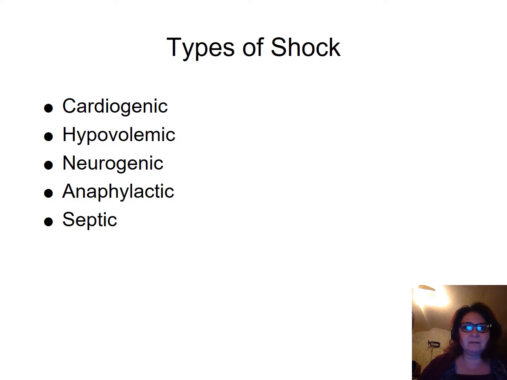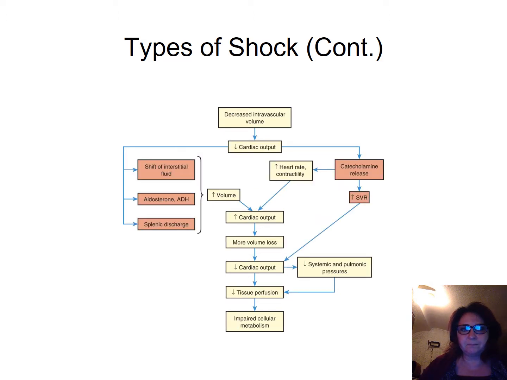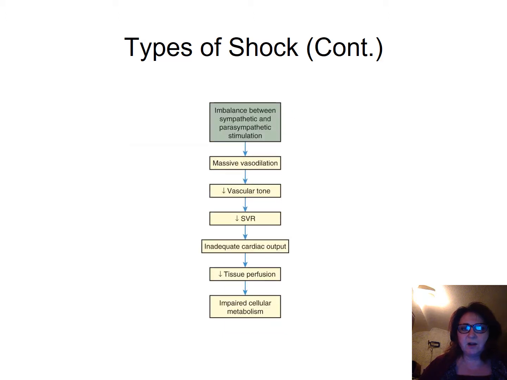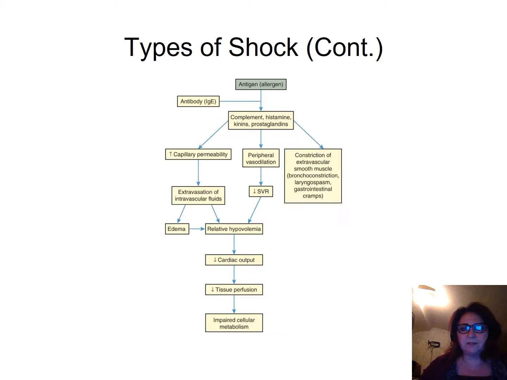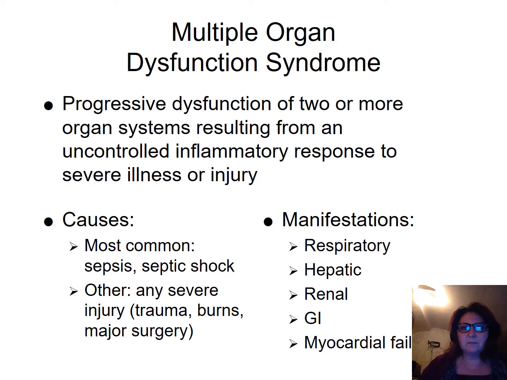Types of shock, and here they are, the different types of shock, but they all lead to the same thing, cardiovascular collapse. And this illustrates each of them a little bit. This one does too. But see, they all lead to the same thing, whether it's anaphylactic shock, septic shock, multi-organ dysfunction syndrome, and this is a progressive dysfunction of 2 or more organ systems resulting from an uncontrolled inflammatory response to severe illness or injury.